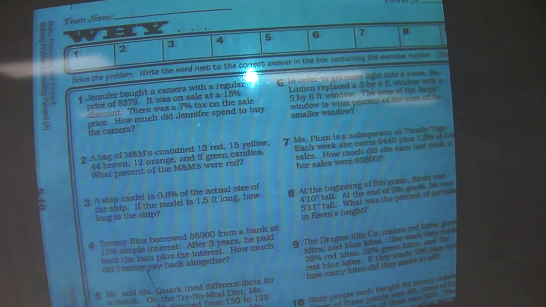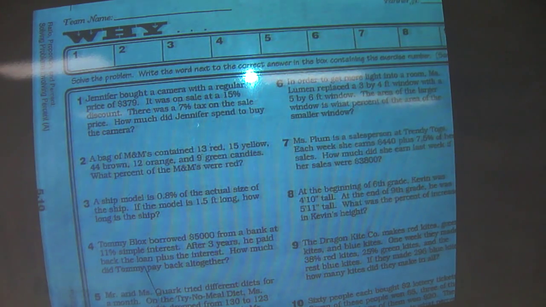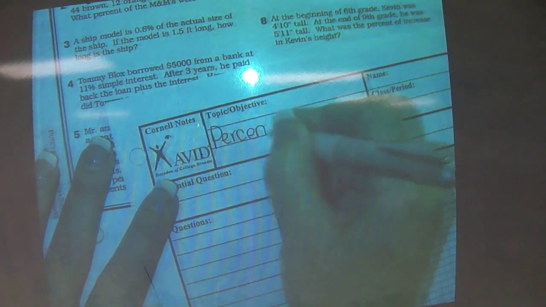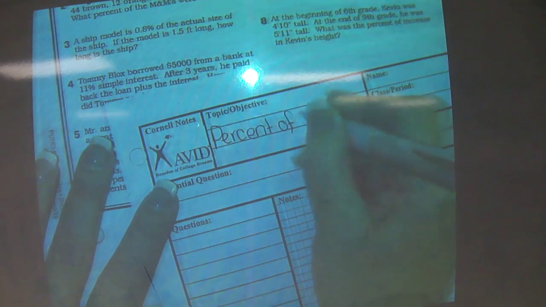So this is the sheet called Y. We started it earlier this week. And I want to show you problem number 5. So problem number 5 on Y. And here we're actually doing something called a percent of decrease.